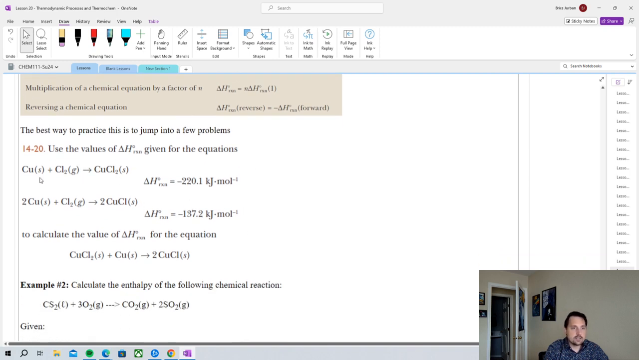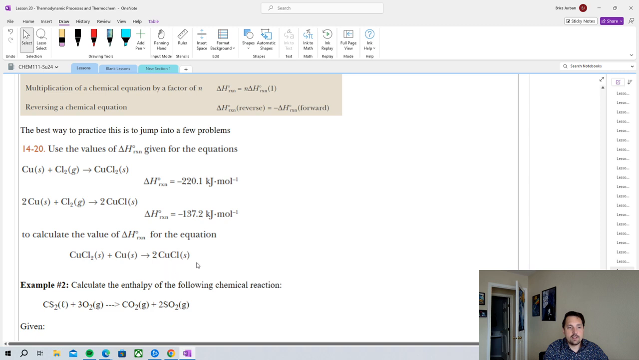If I have copper and chlorine gas, I can form copper chloride, and that energy at standard conditions is equal to negative 220 kilojoules per mole. We can also combine copper and chlorine to form copper 1 chloride. So this first one's copper 2 chloride, and that has a different enthalpy change.